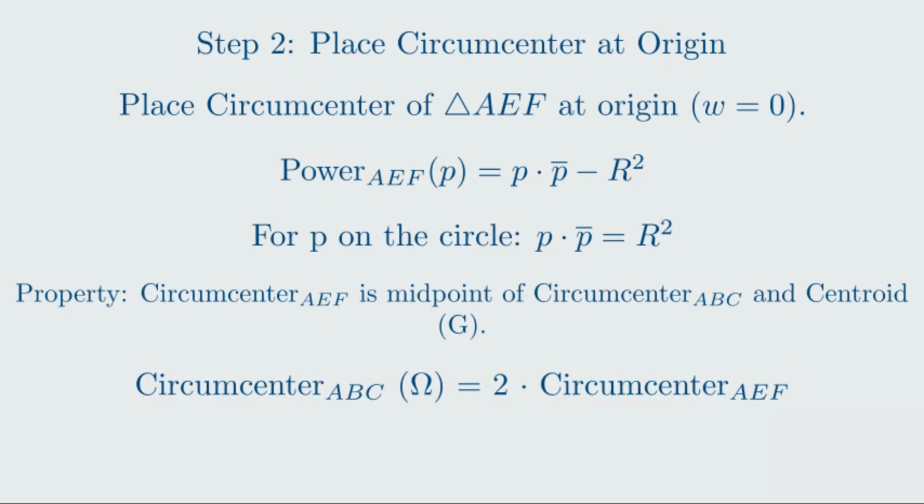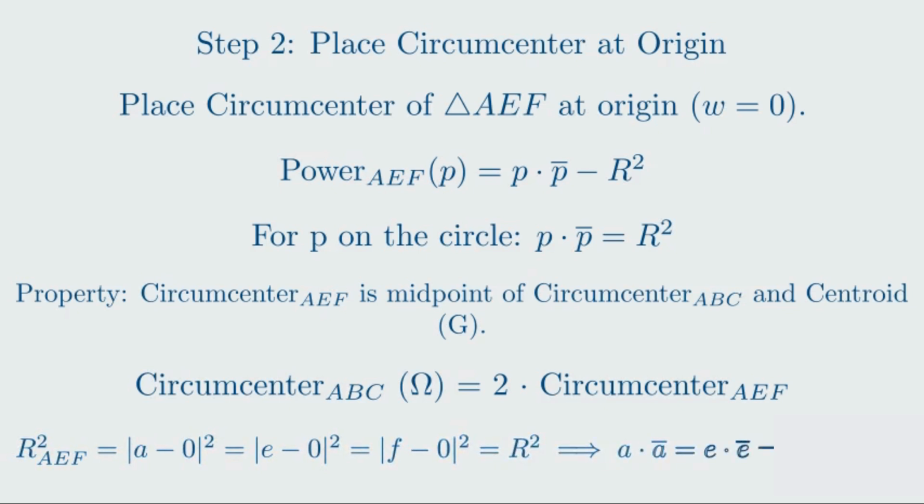Now, remember that the circumcenter is equidistant from the vertices, so the distance from the circumcenter of AEF to A, E, and F is the same. Let's call this radius R_AEF. This means the distance from the AEF circumcenter at the origin to A, E, and F is all equal to r squared. This gives us the equation that A times its conjugate, E times its conjugate, and F times its conjugate are all equal to r squared. We're almost there. We have the circumcircle of AEF with its center at the origin and power given by P times its conjugate minus r squared.